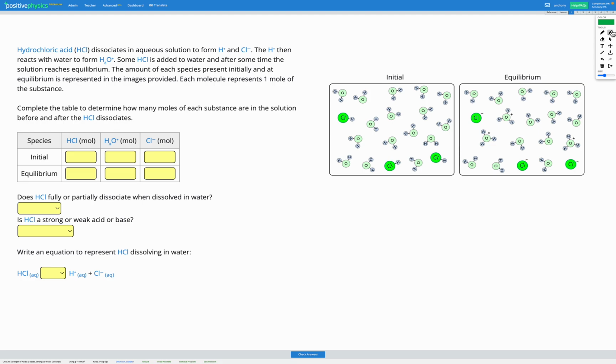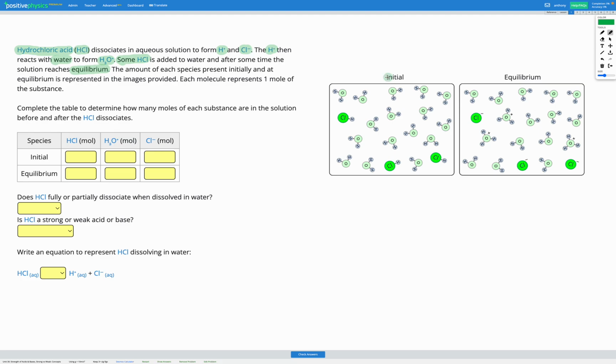In this question, hydrochloric acid, HCl, dissociates in aqueous solution, that means in water, to form H+ and Cl-. The H+ then reacts with water to form H3O+. We're told some HCl is added to water, and after some time, the solution reaches equilibrium. The amount of each species present initially and at equilibrium is represented in the images provided. Each molecule represents 1 mole of the substance.